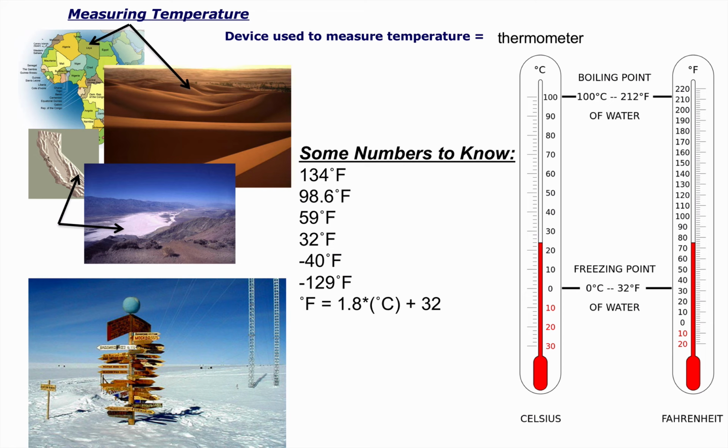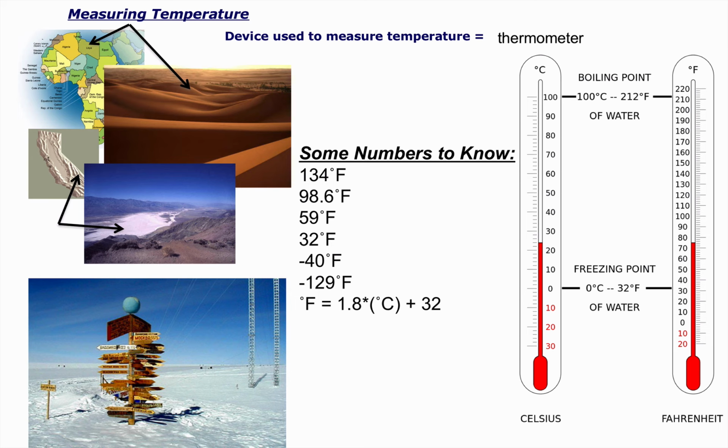What about 59? Well, remember that number. That is Earth's average temperature in degrees Fahrenheit. That's 15 in Celsius. 32. This is probably a number a lot of you know. At 32 degrees, we're commonly taught that at 32 degrees Fahrenheit or 0 Celsius, water will freeze. You're going to learn pretty soon that that is not always the case.